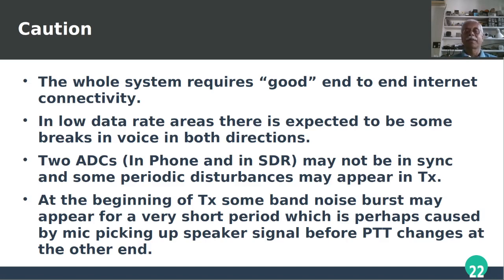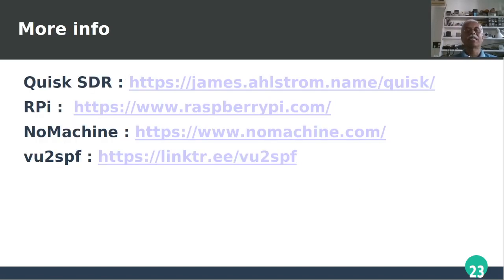differences. What is happening in my case is that at the beginning of transmission, some band noise burst appears for a very short period, which is perhaps caused by the mic picking up the speaker signal before PTT changes at the other end. So these are some of the things which you should understand. More information is available from the Quisk SDR site. You can see all these things. All these addresses are there, so you can search for that.